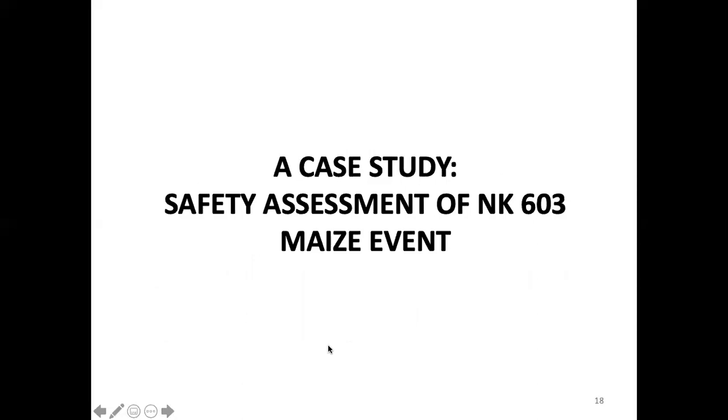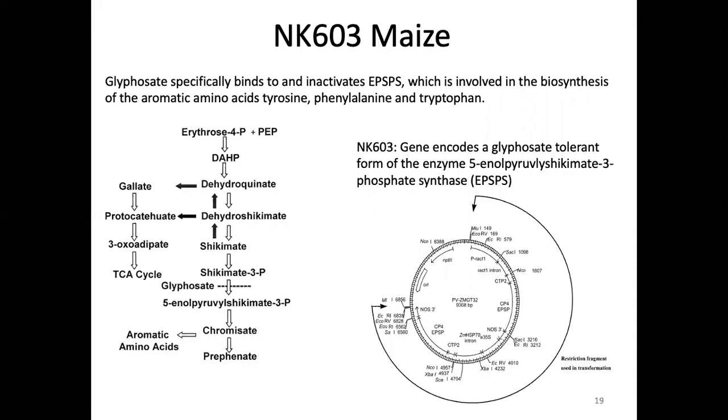And I would like to show you a case study to understand what the risk assessment is. This is the safety assessment of the NK603 MAIZE event. First, as I said before, you have to define the NK603 MAIZE transformation material. What is the gene encoded? How can you do transformation for this MAIZE? What is the function of the EPSPS gene here? And what is the biosynthesis pathway?